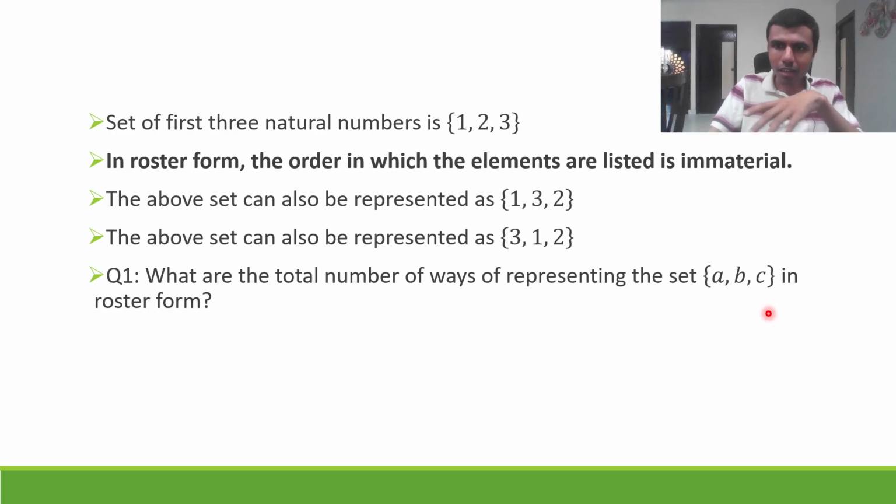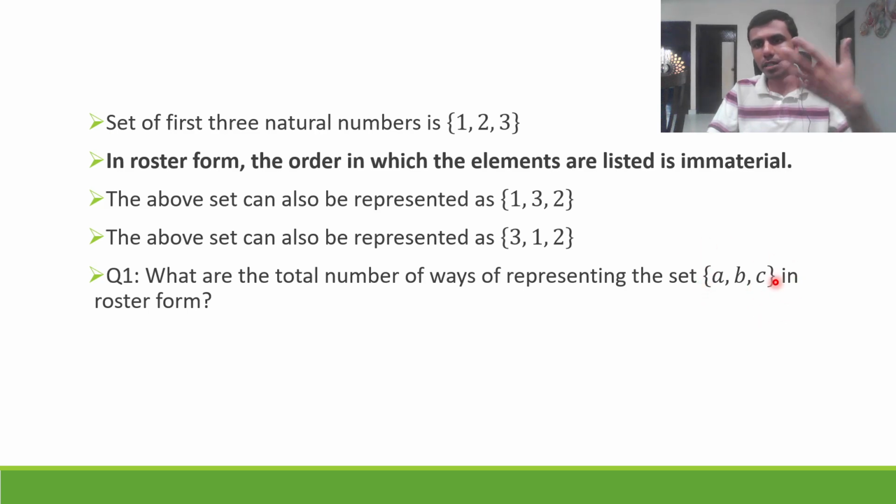Now the answer. What is the total number of ways of representing the set A, B, C in roster form? How many ways can you represent this set? One is ABC, another is ACB, where A is at the start and B and C are interchanged. That is one way. If you want, I can write it and show you. I think you understand, right?